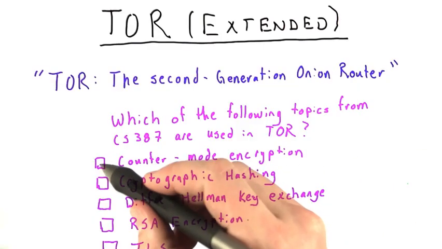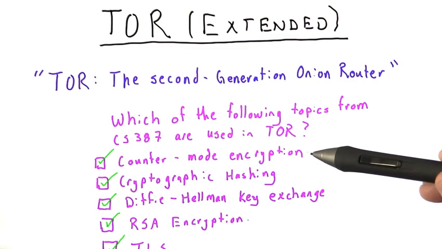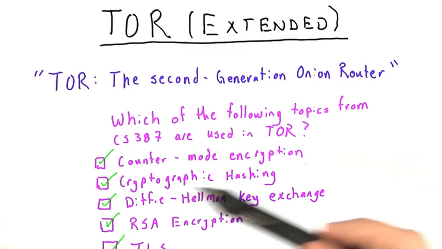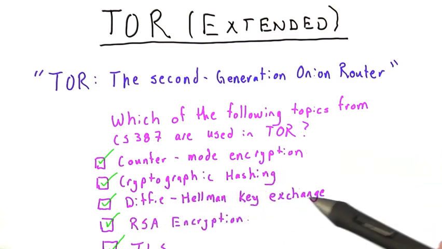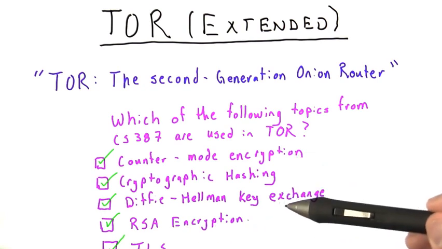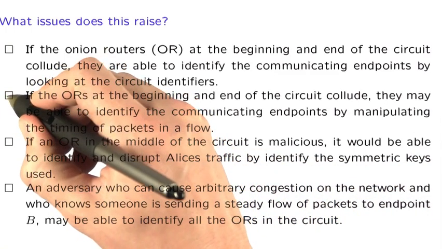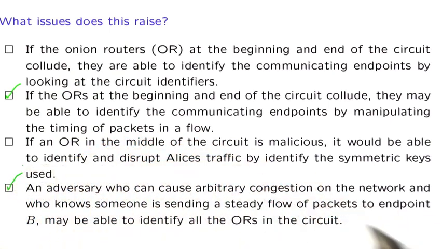And the answer is all of these topics are used in Tor. Counter mode encryption is used by the cells to relay messages. Cryptographic hashing, the Diffie-Hellman key exchange, and RSA encryption are all used in cell creation and key exchange. And TLS is used by all the onion routers to maintain connections between each other. The correct answer is the second and fourth options.